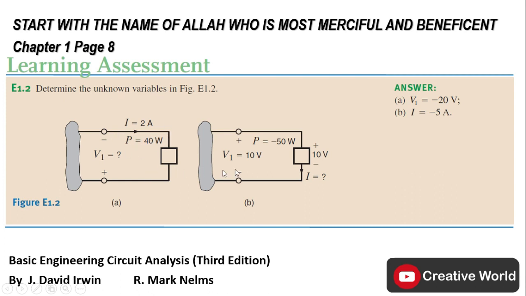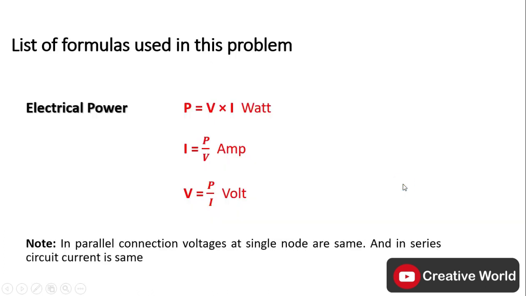There are two figures given in this scenario. In the first one, we need to find out V1. Power as well as current is also given in this section. In the second figure, we need to find out the current. Here power as well as voltage are given. So let's begin. Their answers are also given here. We need to confirm whether we meet these answers.